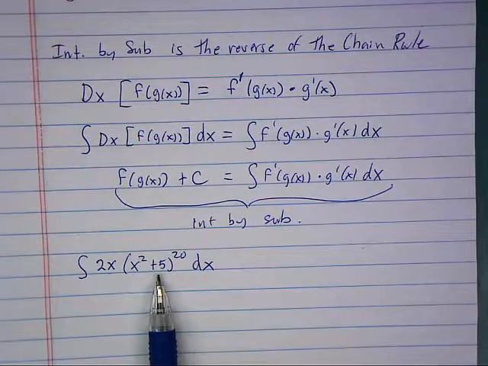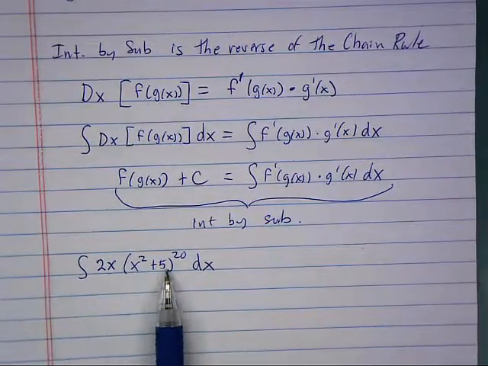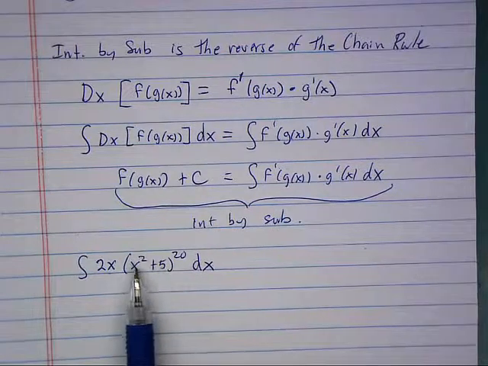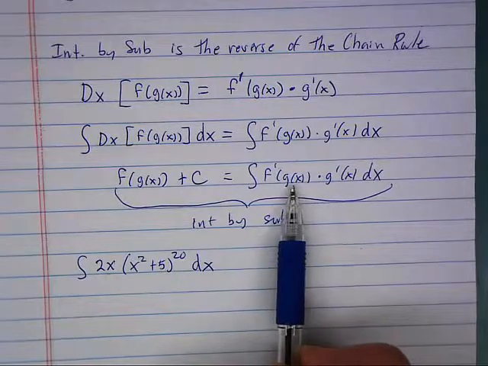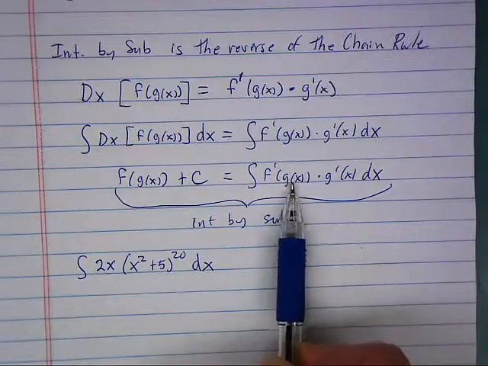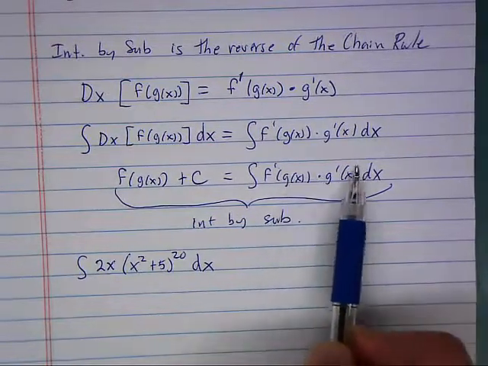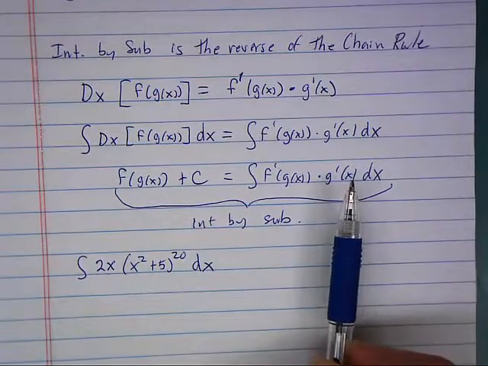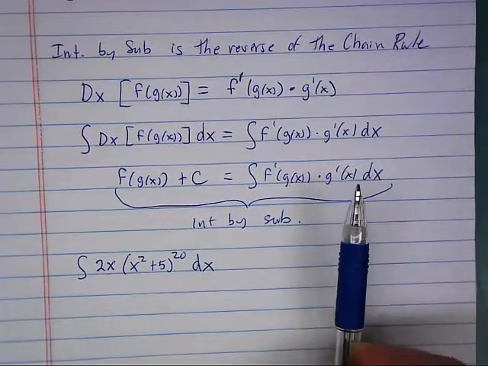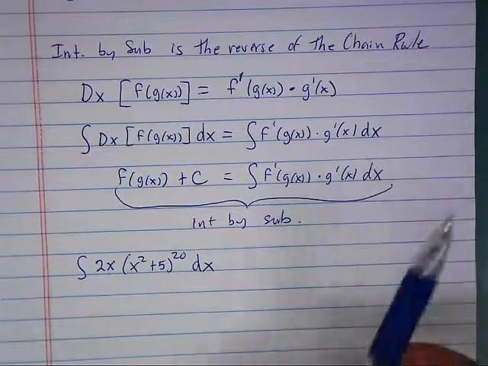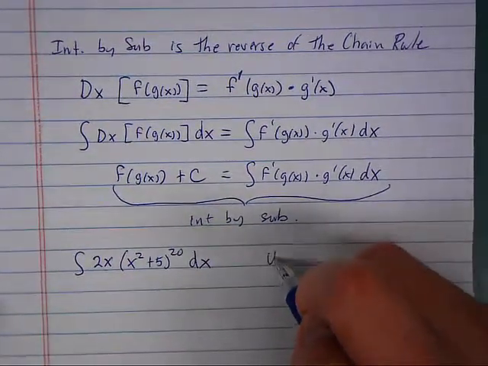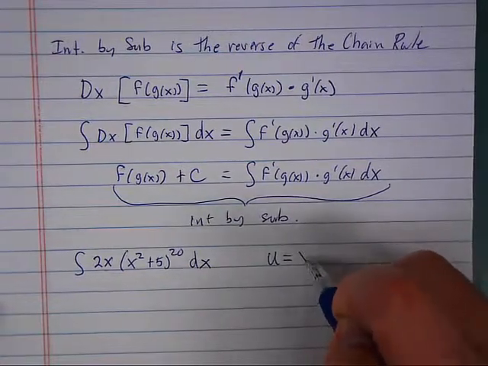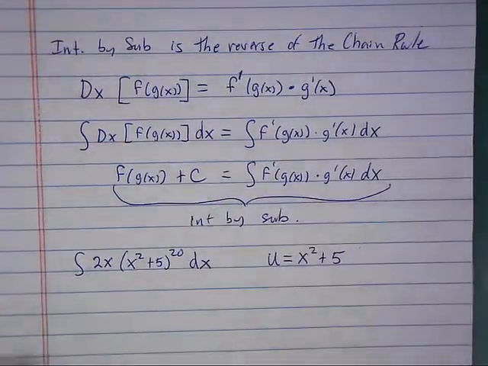Derivative. Derivative is quite often still the right answer in this class. The derivative of x squared plus 5 gives me 2x. That's exactly what we have here. We have our x squared plus 5, that's our g of x, times the derivative of g of x. Okay, so here's why this is called integration by substitution. What we do is we make a substitution. We change our variables. I'm going to write u equals x squared plus 5.